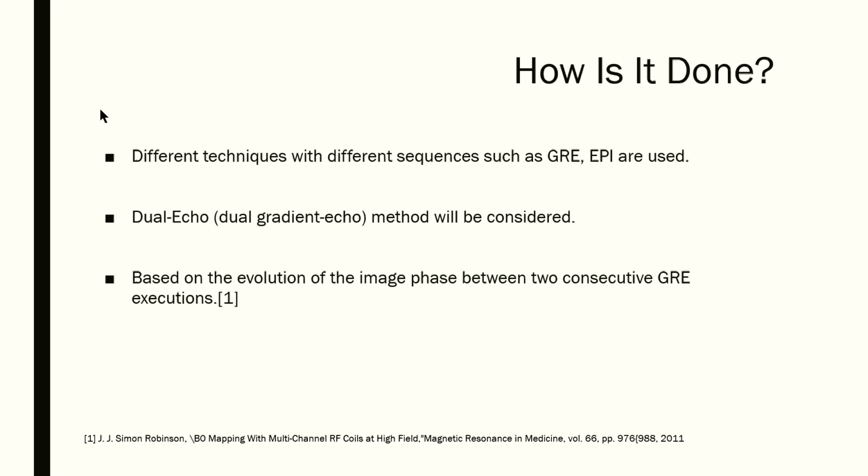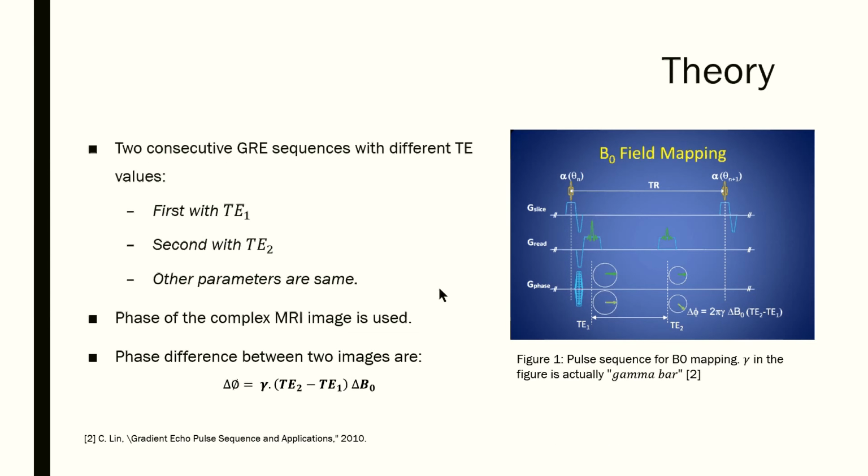I'm going to state the procedure. How is it done? There are many different techniques, with different sequences used. One of them is the gradient echo, GRE, and another is EPI, the echo planar imaging. In my project, I will be considering the dual echo, the dual gradient echo method. It is based on the evolution of the image phase between two consecutive GRE executions. More on this later, and later is here.